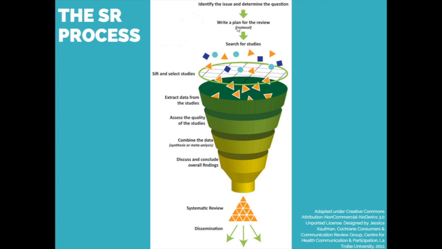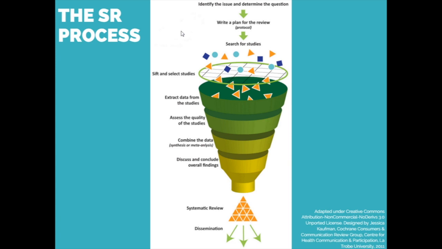From there, you'll write a plan for the review, or what is known as a protocol. And the protocol is where you detail every single step, or basically every method that you'll go into when actually doing the systematic review. So basically, what will be your exclusion and inclusion criteria? What are some of the databases you plan on looking into? You're basically writing out the plan of how you're going to conduct the review, and we'll go into much more detail of that in the next slide.